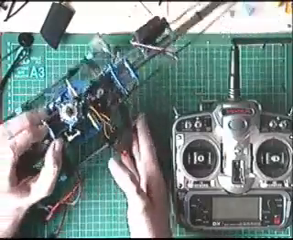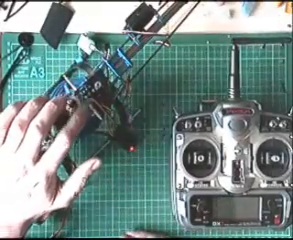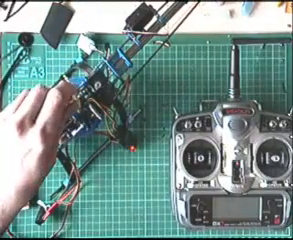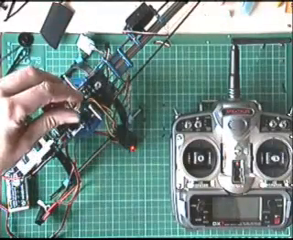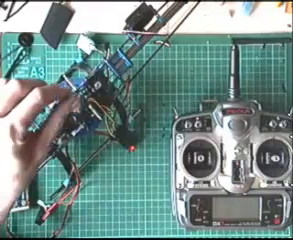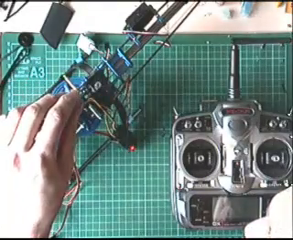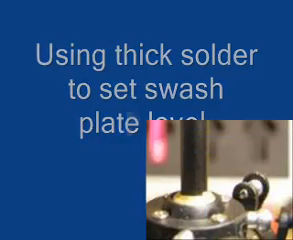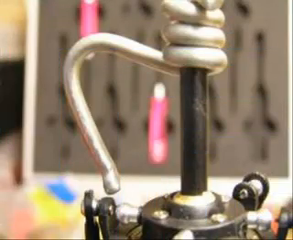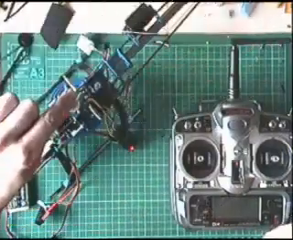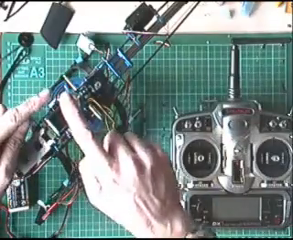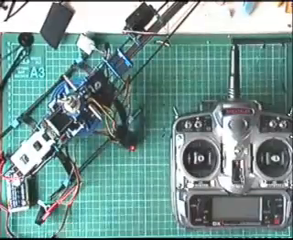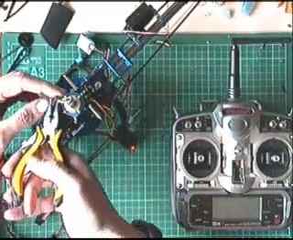Right, next we have to level the swash plate. I have a handy little tool for that. It's a piece of heavy plumber's solder twisted on the top with one arm going down to touch the swash plate. So we'll use that to check the height on all the servo arms where they connect to the swash plate.